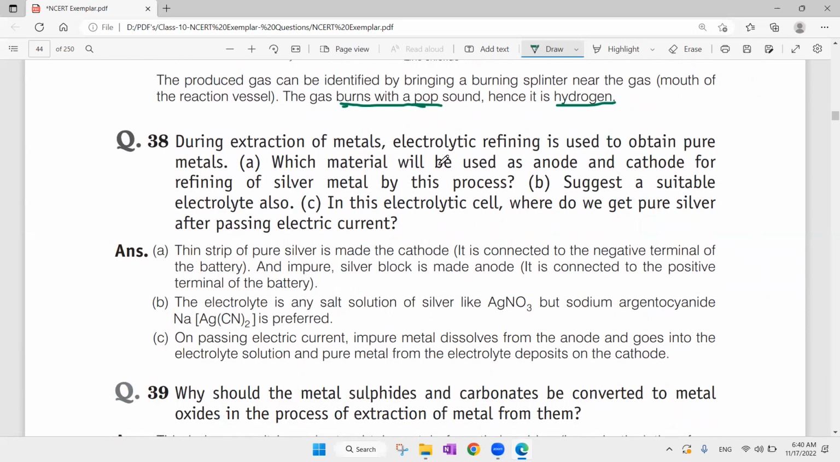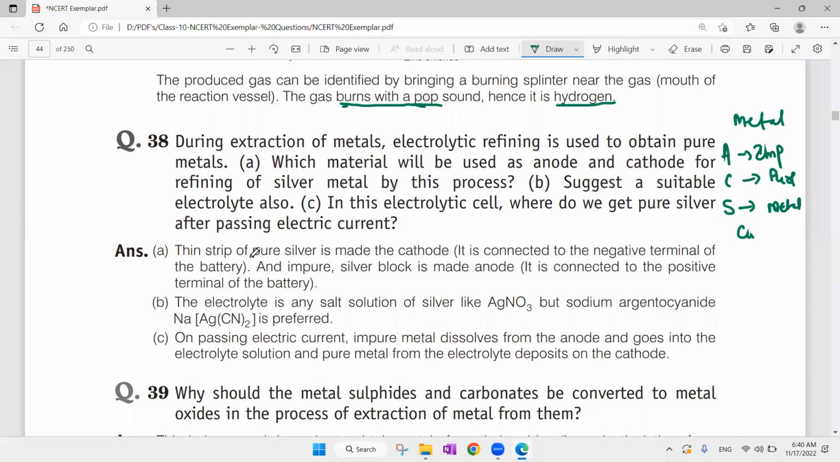During extraction of metals, electrolytic refining is used to obtain pure metals. So that is the information. Next, there are A, B, C questions. Each question carries 1 mark. Let us see what to write. Which material will be used as anode and cathode for refining silver metal by this process? I told you already, whatever metal you want to extract. So coming to 3 parts: anode, cathode and salt. Anode should be impure metal, cathode should be pure metal, and the electrolyte should be a salt of that particular metal. Whatever it may be, maybe copper, maybe silver. So what will we be using for anode and cathode for silver?